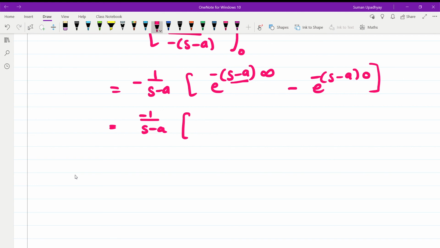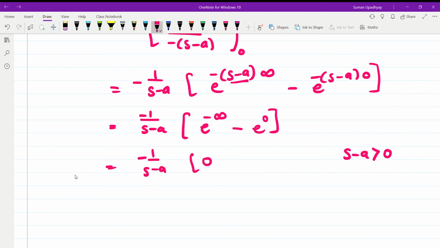So I'll be having e raised to plus infinity, which will be again an undefined number. So that's why I want s minus a to be a positive value. That's why this condition is there. So it will become e raised to minus infinity, and this will become e raised to 0. So hence I'm getting minus 1 upon s minus a. Here it will become 0 and here it will become 1. So here is the answer: 1 upon s minus a.